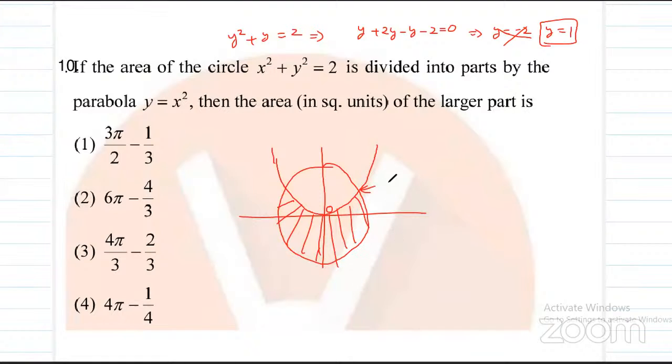If y is equal to 1, x is also 1. The point of intersection here is 1 comma 1. And this other point where the circle cuts the axis is root 2 comma 0, the radius root 2. So we just have to find the area here, and area can be done in multiple ways. You can use any method. Which method will you use?